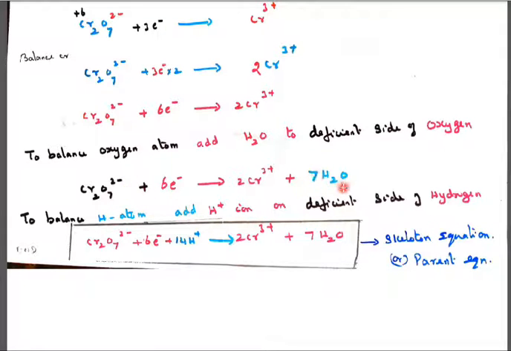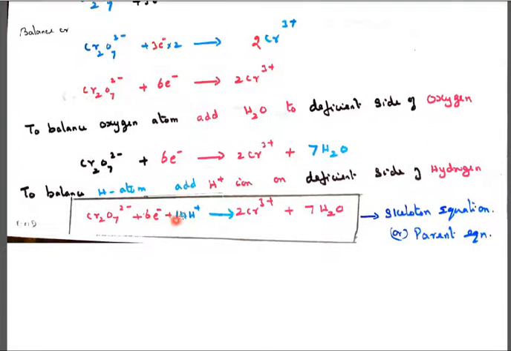7 into 2, 14 H plus. Add it to this side because there is no hydrogen at all here. So to balance hydrogen, add H plus ions. 7 into 2, 14 H plus, to be written on this side. So Cr2O7 2 minus plus 6 electrons plus 14 H plus gives 2 Cr3 plus plus 7 H2O.